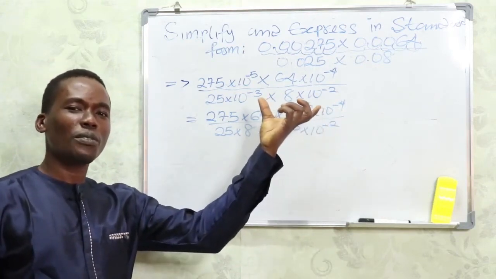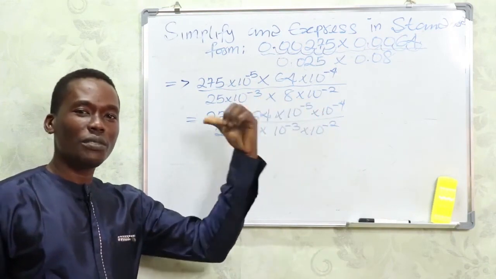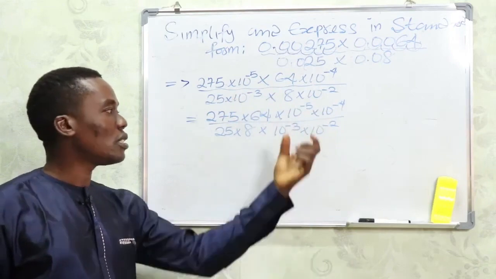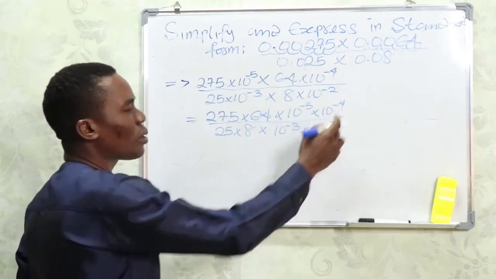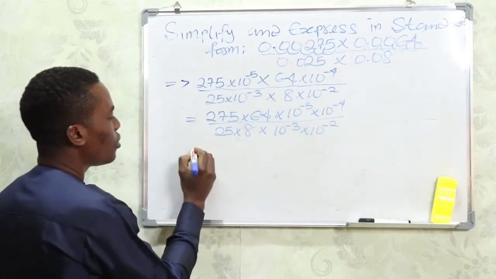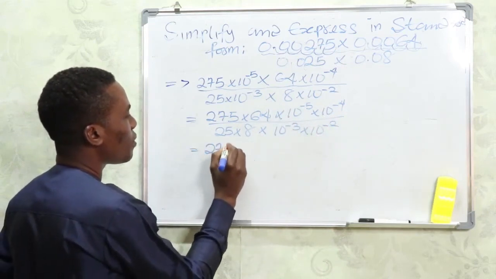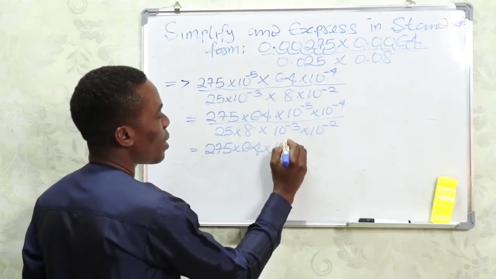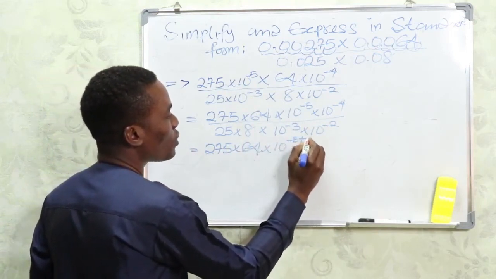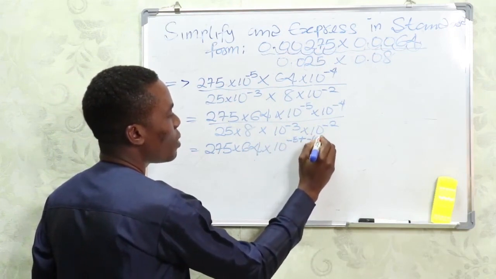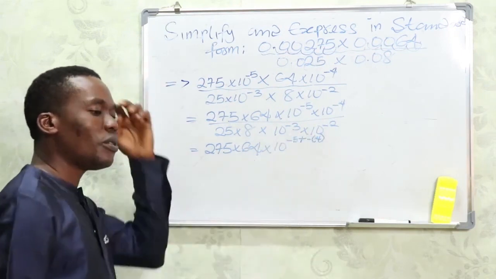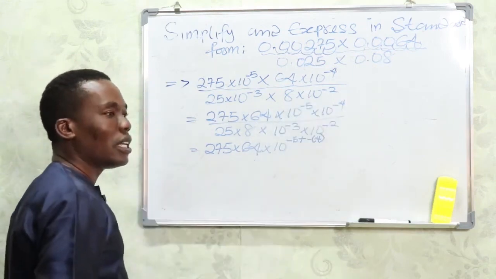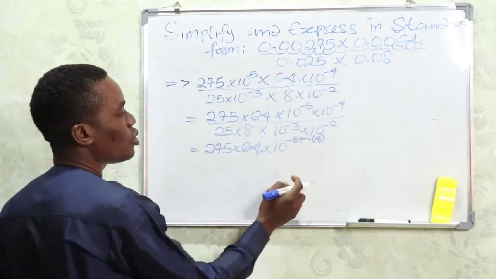We did that in our fourth video. If you haven't watched it in our video series, you can go back to the fourth video and you'll find out what we discussed on indices. We're looking at using the product law of indices to solve this. Now this will give us 275 times 64 multiplied by 10 raised to power minus 5 plus minus 4. Now remember your indices. If you are given these two values with the same base, you add the powers. Now if you add that, it's going to give you this.